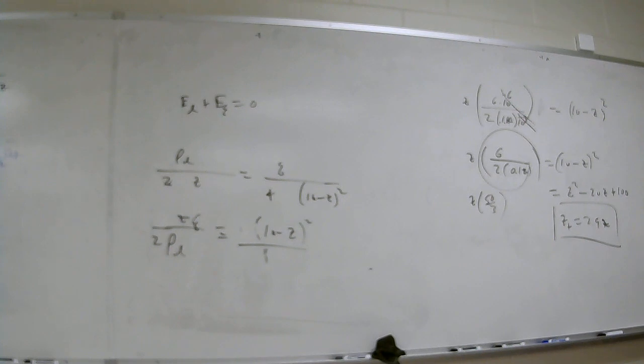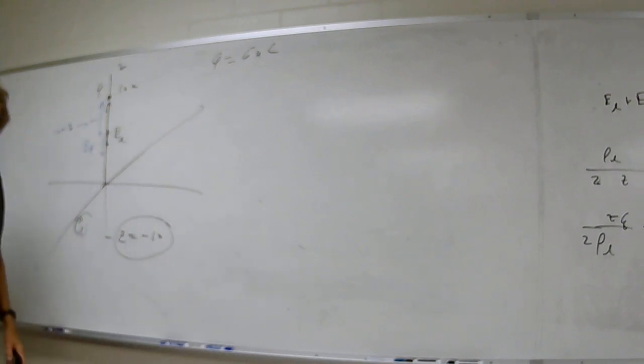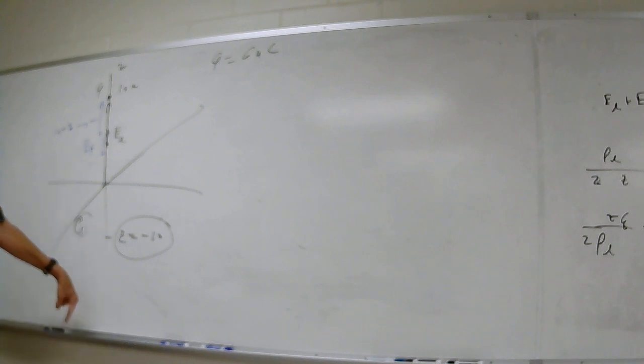What's the second part? Find the electric field at Z equals -10. Okay, so now we're down here. Now Z is minus 10, right? I don't think I took anything off if you didn't put a minus sign. Right, it's going to be in the negative direction. Do y'all agree with this?